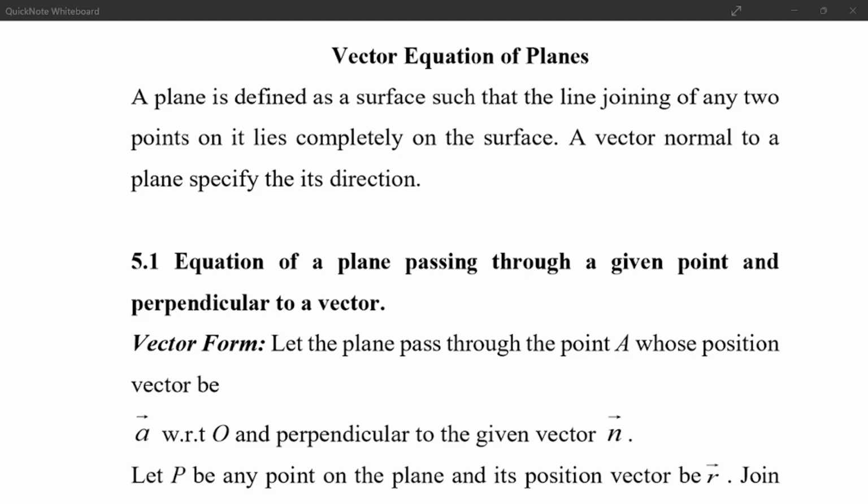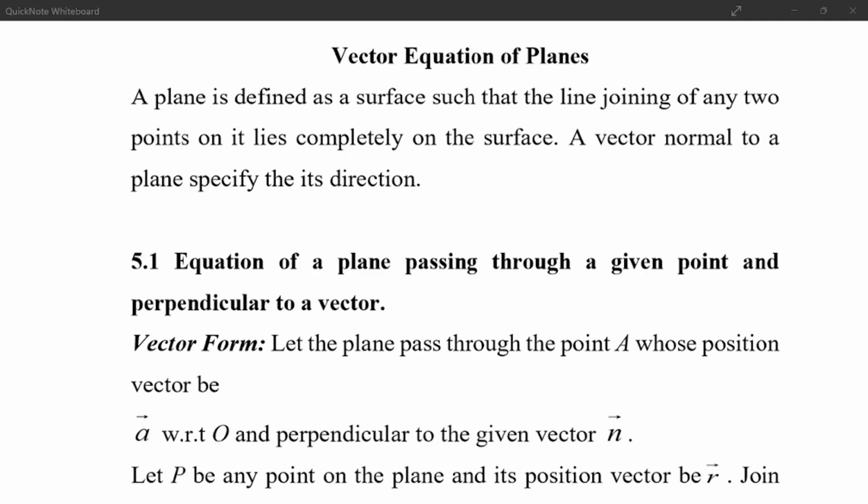In this video series, we are going to explore how to describe planes in three-dimensional space using vectors. Planes are fundamental in geometry, physics and engineering, and understanding their vector equations can help us solve a variety of problems involving 3D shapes and spaces. So exactly what is a vector equation of a plane? Simply put, it's an equation that lets us represent every point on a plane as a combination of vectors.